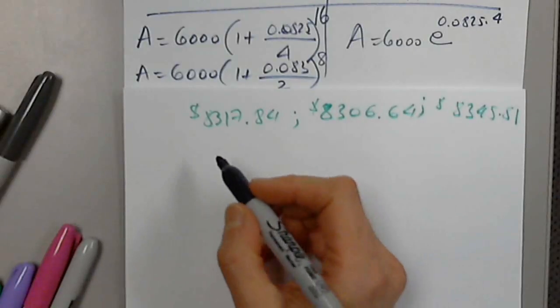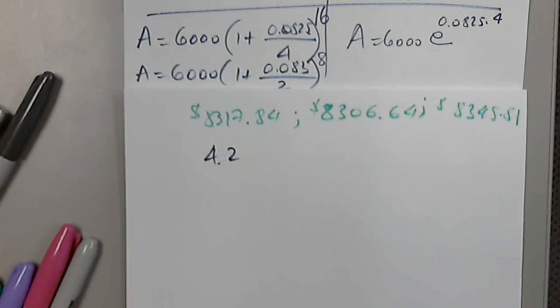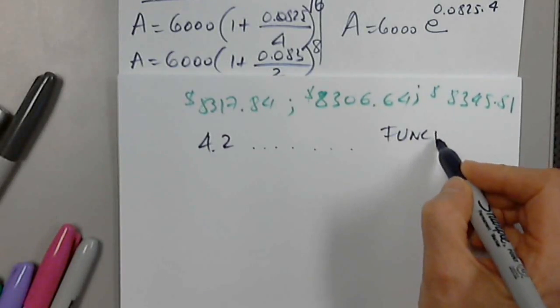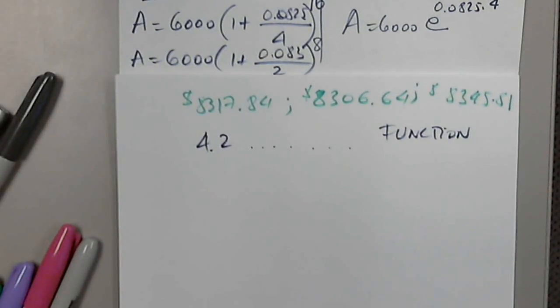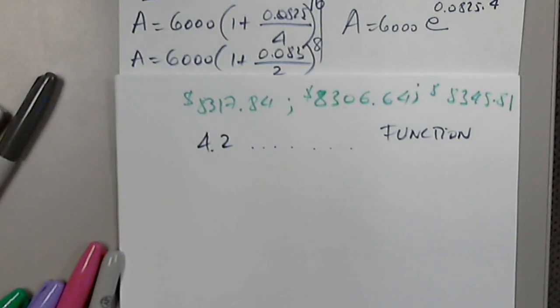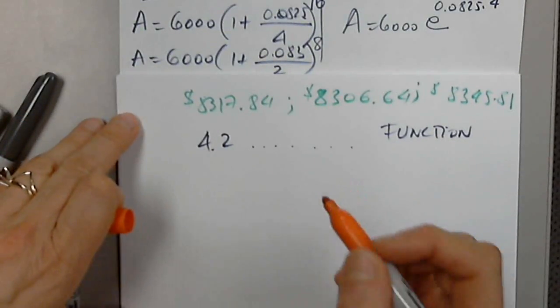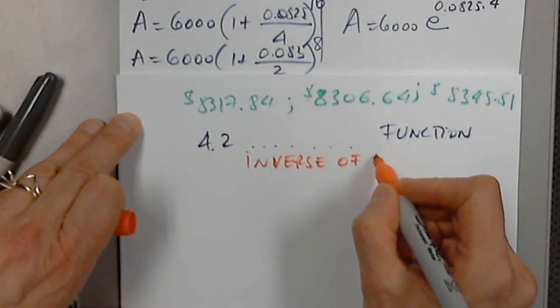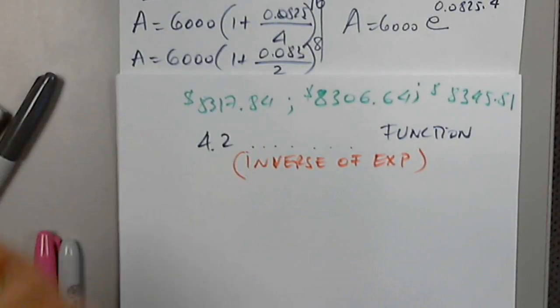Okay, so let's look at 4.2. I don't want to write the title just yet. We will come back and write it in. So it's a different function. And we already know what this is. It's basically the inverse of an exponential function. We'll come back and fill it in. So in section 4.2, we are going to look at the inverse function of the exponential.